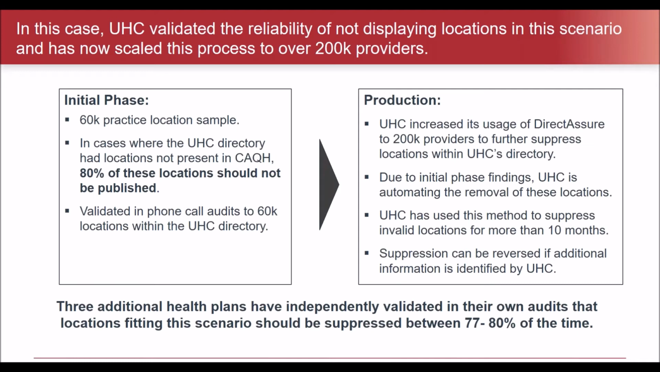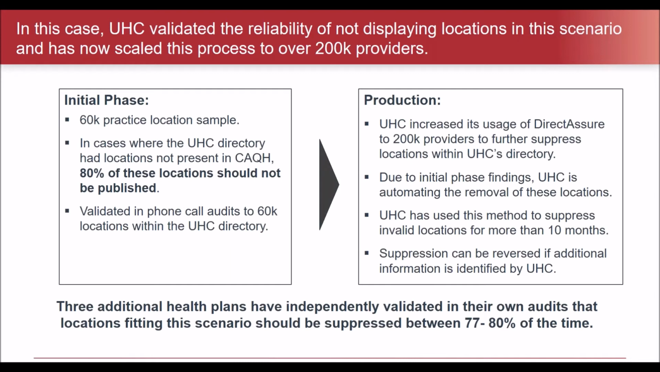outcome. So, when they first had this hypothesis that these locations should be suppressed, they actually went ahead and called up 60,000 locations, practice locations where providers were listed, to validate that these locations shouldn't be published. And what they saw over the course of a couple months is that 80% of those locations should not be published. They used a very similar methodology that CMS was using, kind of a litmus test of would a patient be able to make an appointment with a provider at that location.